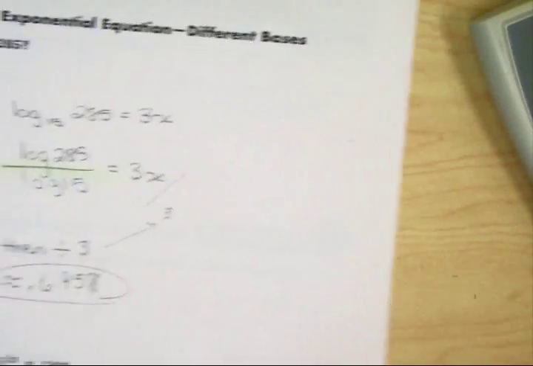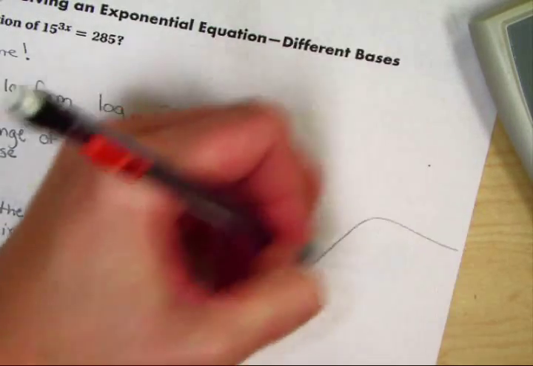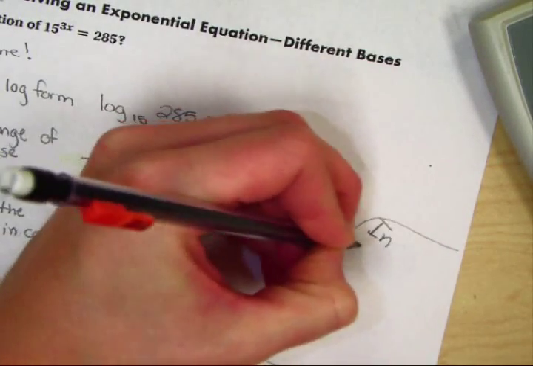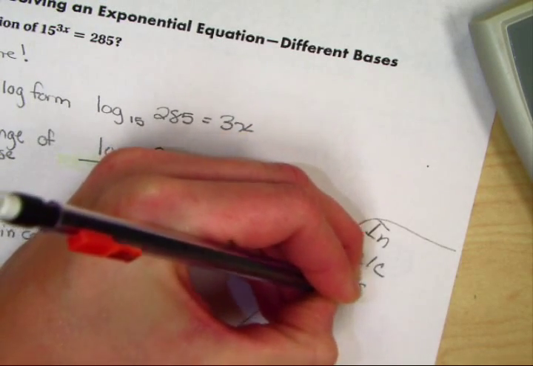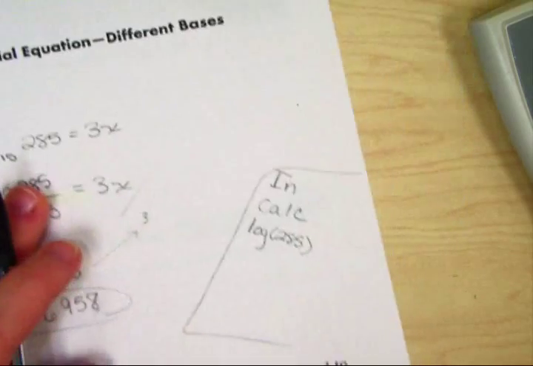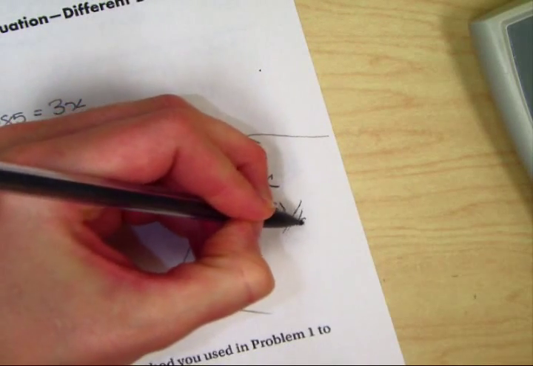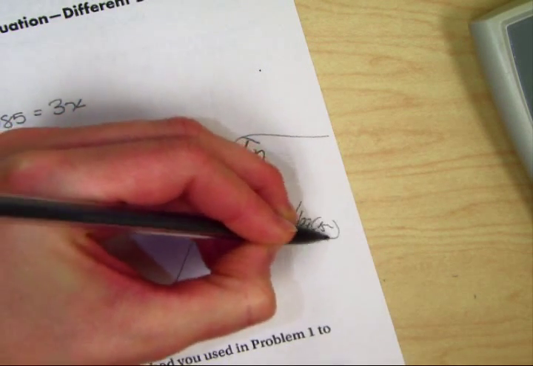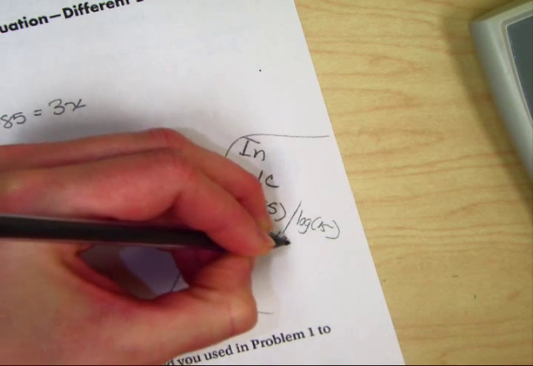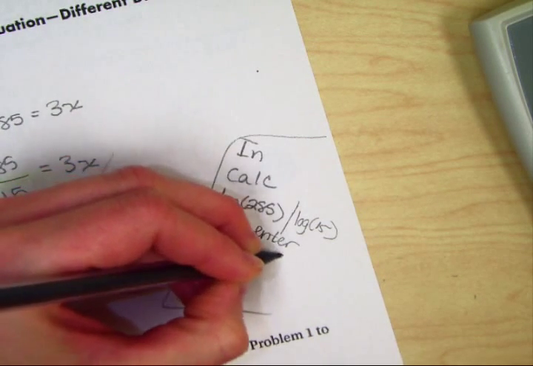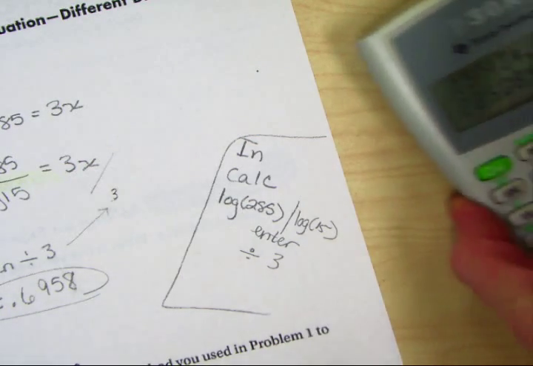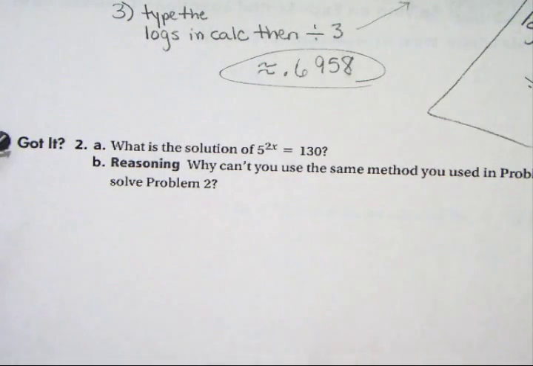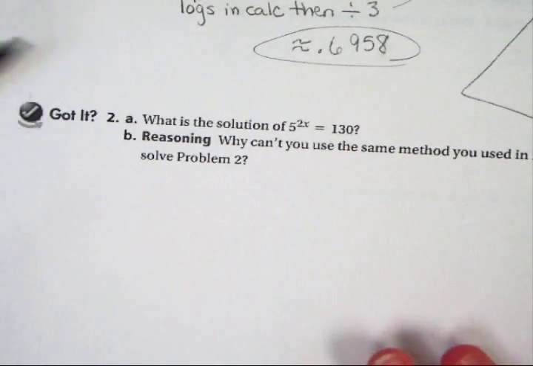Now if you're doing this all at once in the calculator, let's make sure that you understand how. In the calculator, you're going to type log of 285, my calculator makes me use parentheses, you're going to divide by log of 15, then you're going to hit enter, and then you would divide by 3 to get your answer. Knowing how to work the calculator is half the battle. Let's try problem 2, and then we'll finish the rest of the notes on a different video.